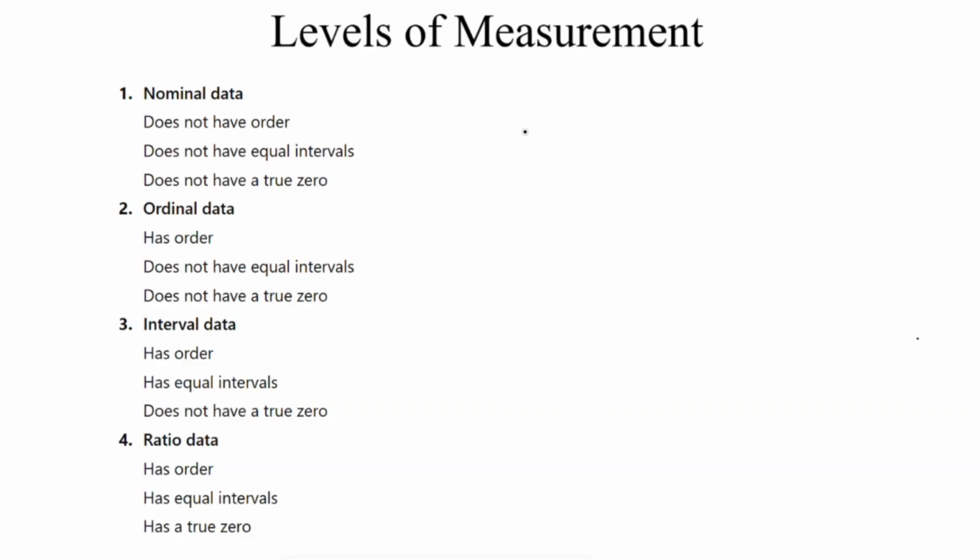So what does that mean? Nominal data is some kind of categorical data. For example, you have the color: blue, red, and green. And then you label this data. So for example, you label 1 for the color blue, 2 for red, 3 for green. Okay, so this is categorical data.